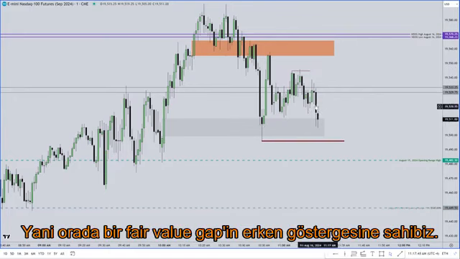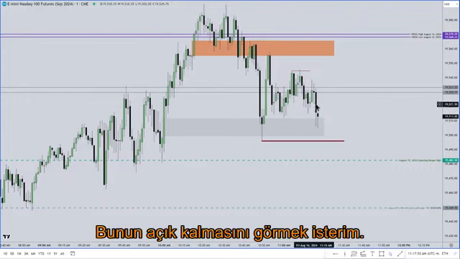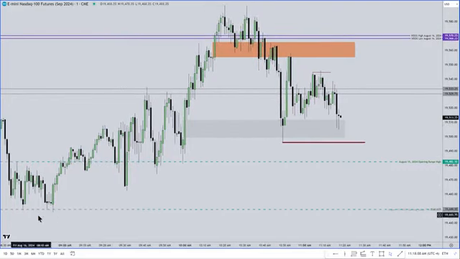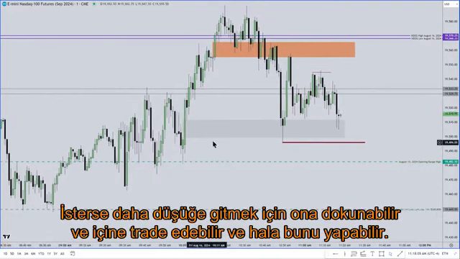So we have the early indication of a fair value gap there. I would like to see that stay open. If it can stay open and trade below this low, then I think we can explore over here. It can touch it and trade into it and still do that if it wants to go lower.